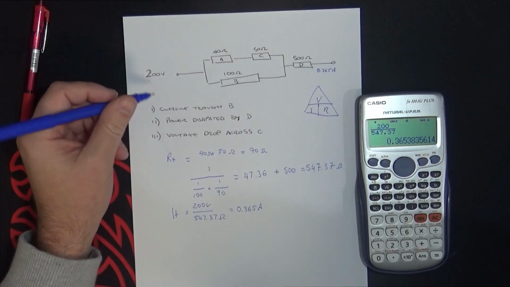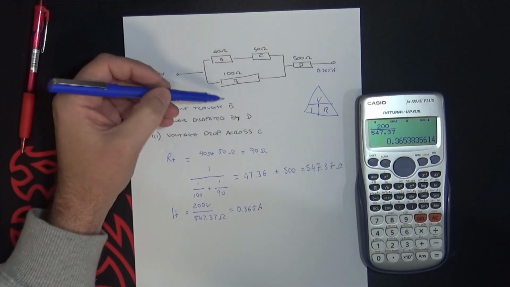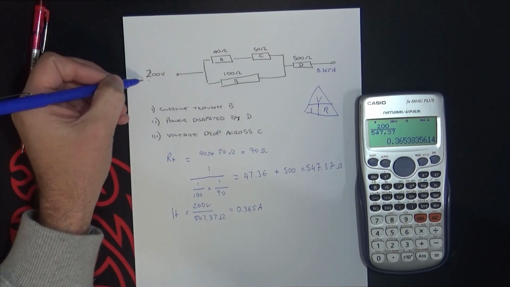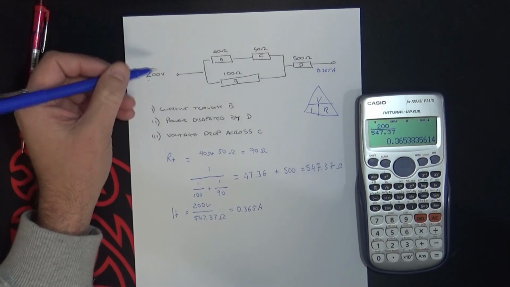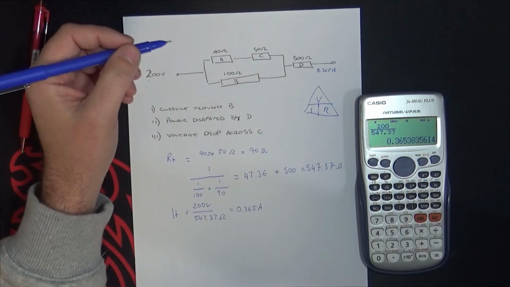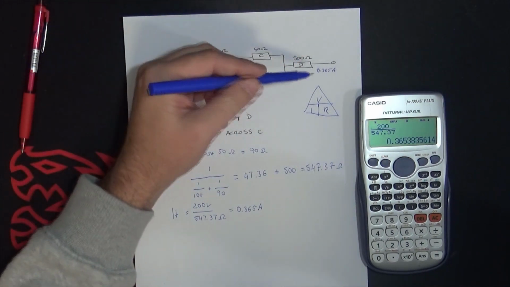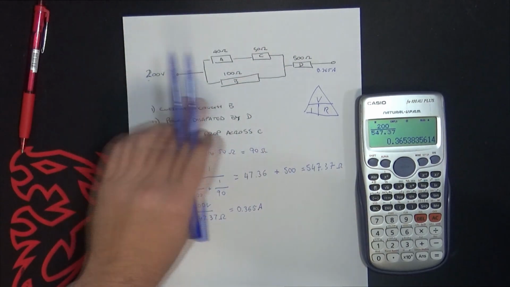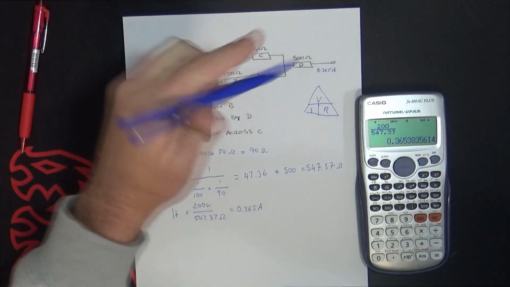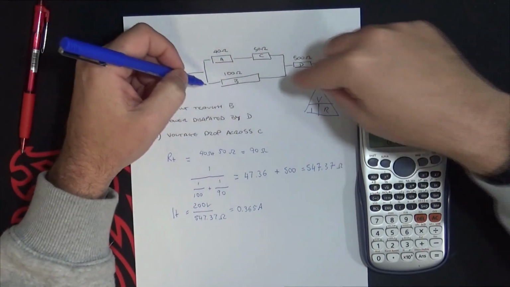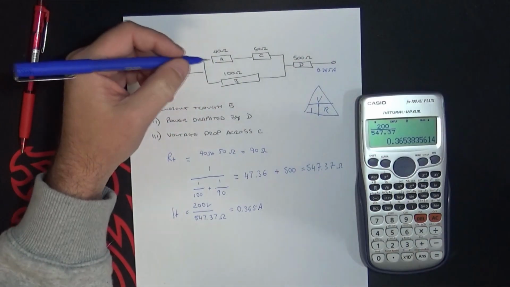I need to now find the current through B. Well, I know there's 200 volts here. I don't have the voltage drop across here yet, but the easiest way to do it now is I can work out what the voltage drop across this resistor is and take it from the 200, and that'll give me the voltage drop across here, and then I can work out the current through this resistor.